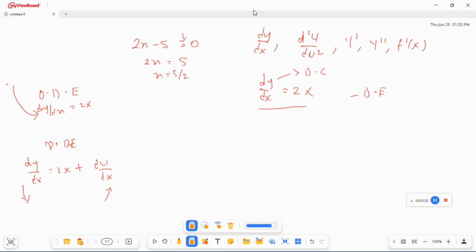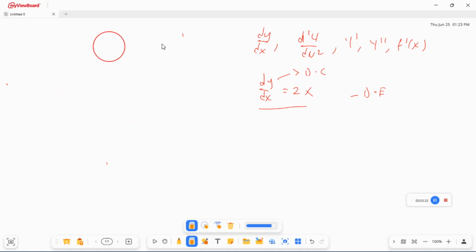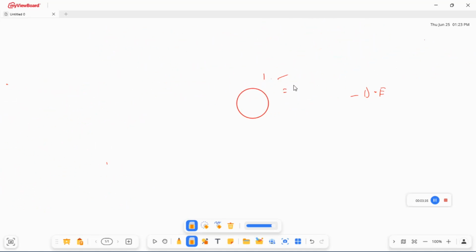Now we're going to look at the order and the degree of a differential equation. How can we determine the order and degree? One thing I'll have you know is that you cannot find the degree of a differential equation without finding its order. For this equation I wrote earlier, dy/dx is equal to 2x, the only thing we need to do is first find the order, then we're able to find the degree.